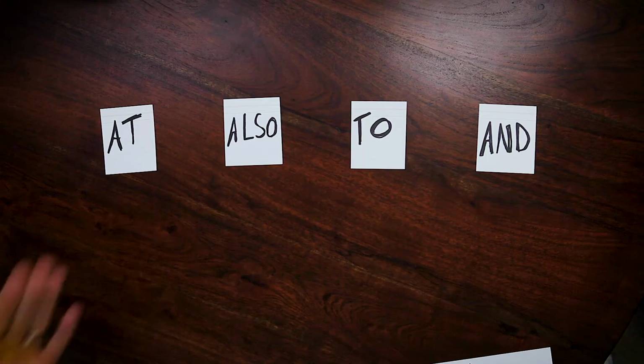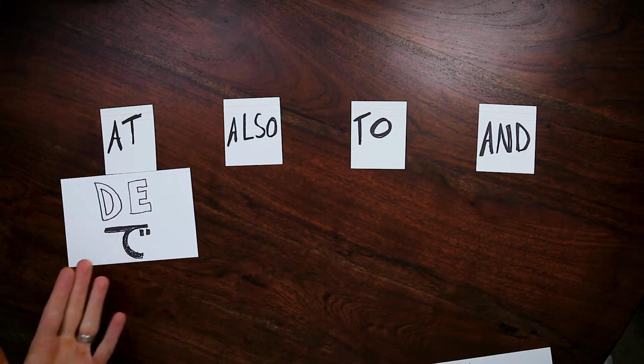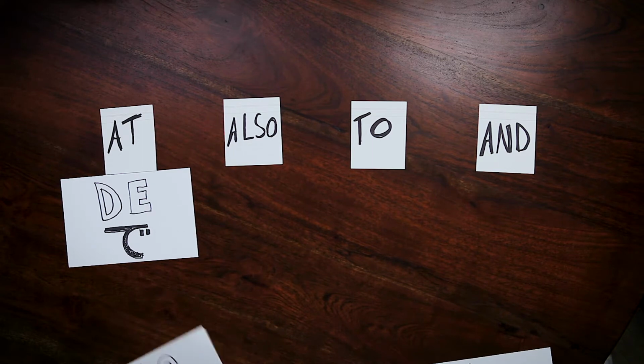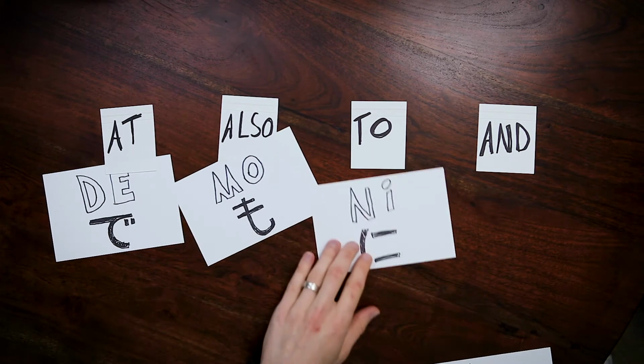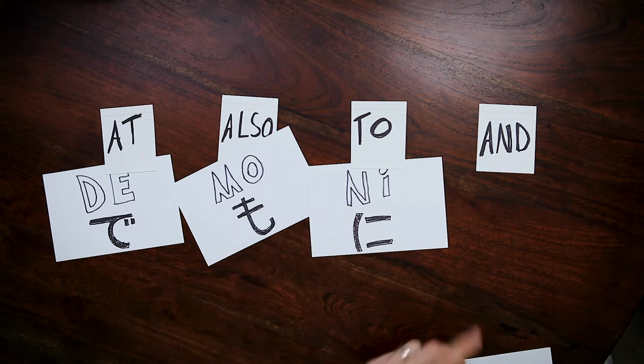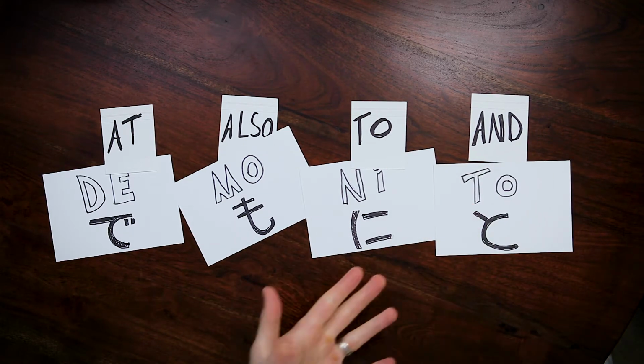When getting started learning particles, it really helps to understand how some may actually relate to some English words, in some cases, such as "at." You have the particle "de." Also, you have the particle "mo." "To," you have the particle "ni." And you have the particle "to."